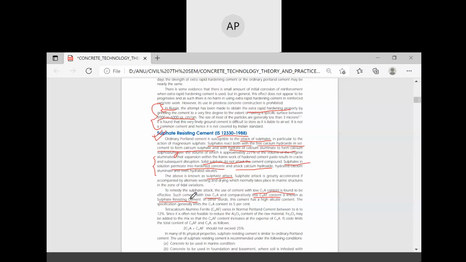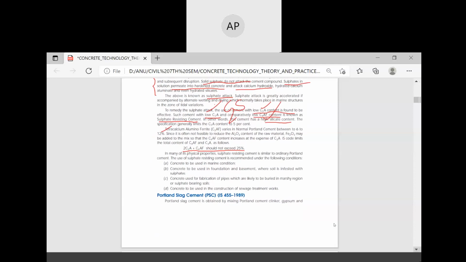Remember, in sulfate resisting cement there is low C3A content and low C4AF content. In other words, this cement has a high silicate content. That means C2S, C3S का amount ज़्यादा होता है. Tetra aluminoferrate varies from normal cement. C3A plus C4AF should not exceed 25%.